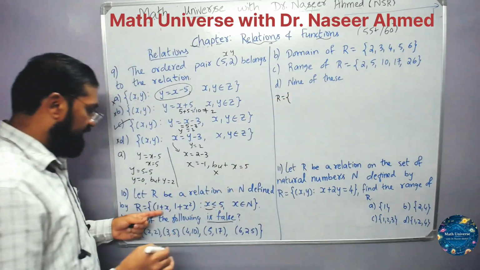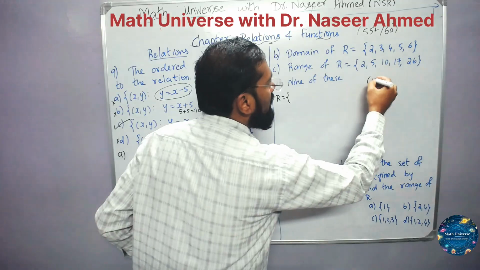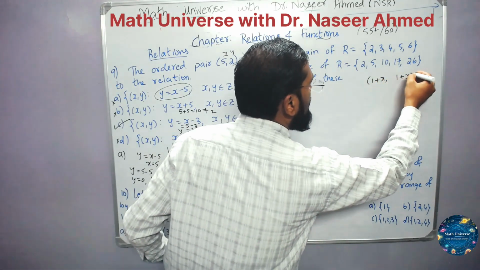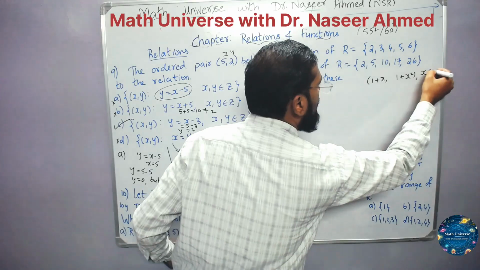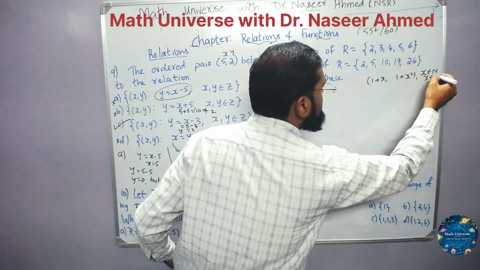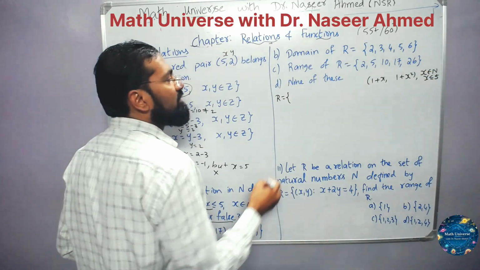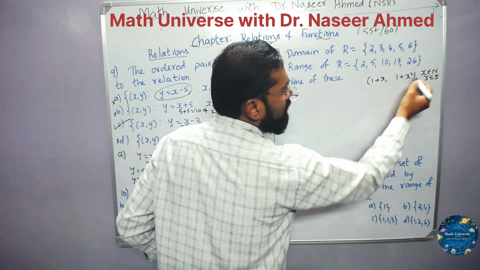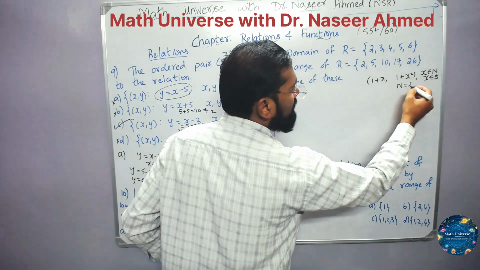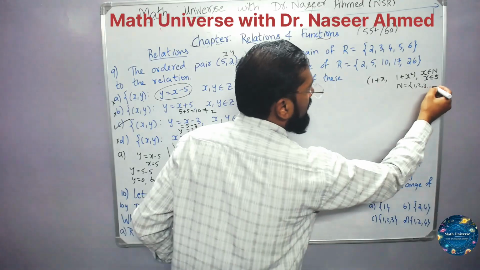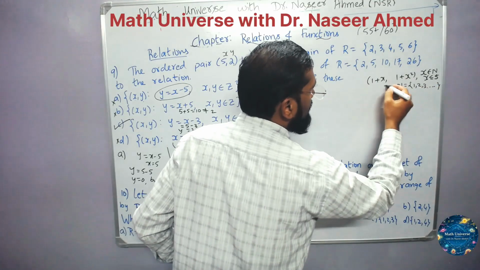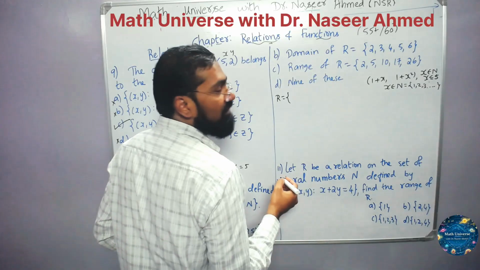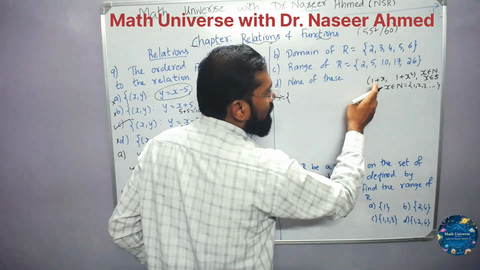Let us write here, what is the ordered pair? (1 plus x, 1 plus x square). x is a natural number and x is less than or equal to 5. So let us substitute one by one. When x is equal to 1, natural numbers start from 1. Don't forget, natural numbers start from 1, 2, 3 and go on infinitely. But here x is a natural number less than or equal to 5. So up to 5, we have to take the x value.